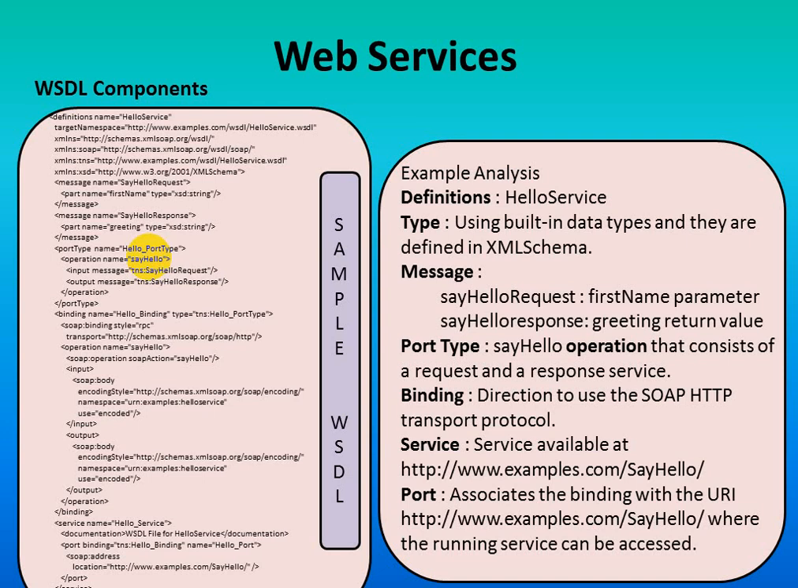And service. The service is where that service is running, the complete URL of that service. Okay. And the port will be, for each operation there will be one port associated to that WSDL. The port configuration will be there in the WSDL file. Okay. I will show you in an example.